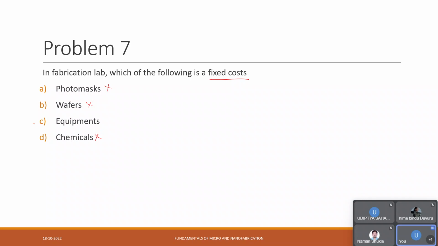So essentially only the equipment is fixed. If you have an exposure unit, it can sustain the needs of the lab. Most of the infrastructure is fixed, so equipment will be a fixed component. Okay. Any doubts, you can ask.